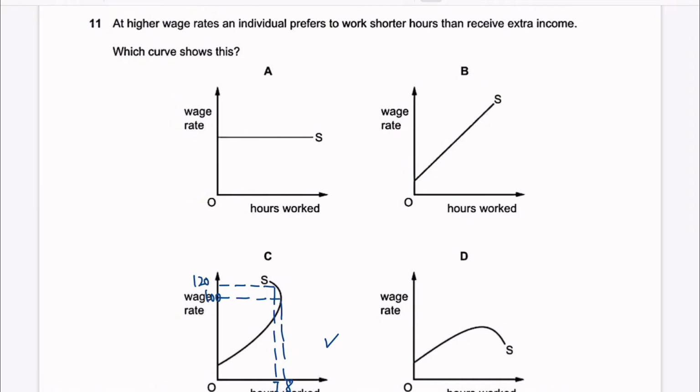Okay, so people do not want to work longer hours because this will take out their rest time, their leisure time to rest or to spend with their family and friends. Instead, they prefer the leisure time and they do not want to receive the extra income. This is why C is the answer.